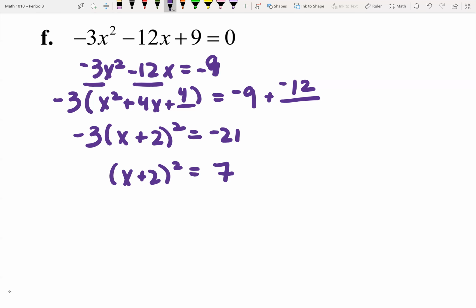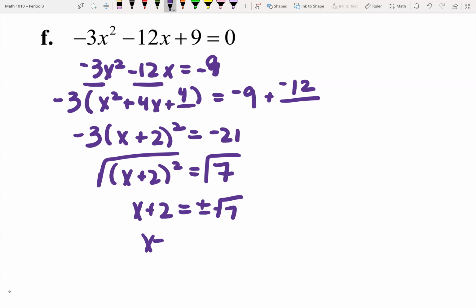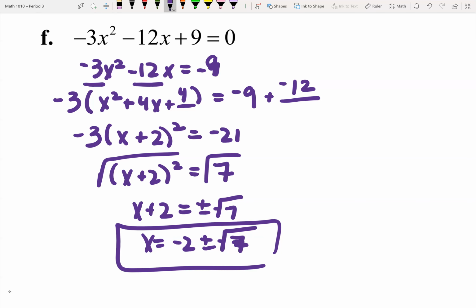Dax, what do I do now, bud? Use square root. And you get x plus 2 equals. Jackson, what comes right after the equals? Plus, yeah, you're right. Plus or minus square root of 7. Move your 2 over. X equals negative 2 plus or minus the square root of 7. Okay? Grab your calculator and put it in your calculator. See if you can get it.